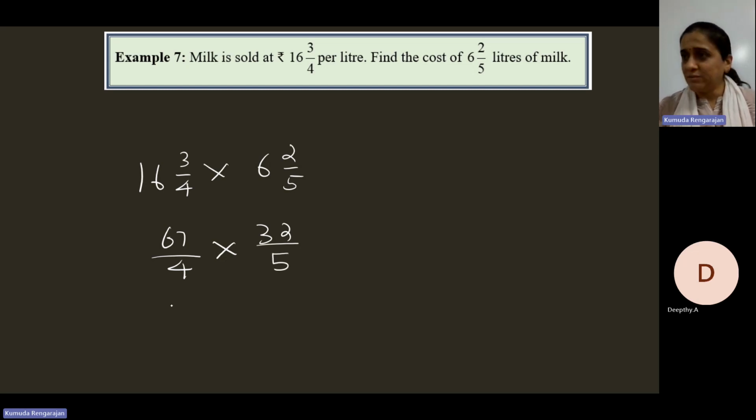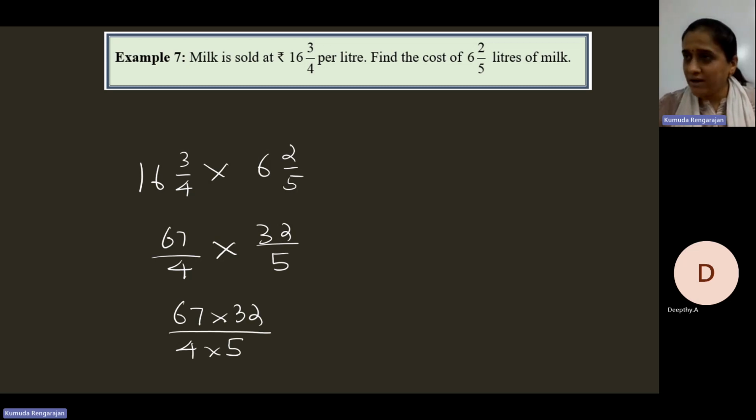Now it's multiplication. We have to multiply these two fractions. So multiply the numerators, multiply the denominators. So it is 67 into 32 divided by 4 into 5. Product of the numerators divided by the product of the denominators. Now check if you can cancel. So what should you do now? You need to take one number from the numerator, one number from the denominator, and simplify using the same tables.